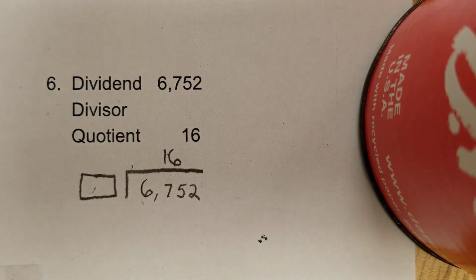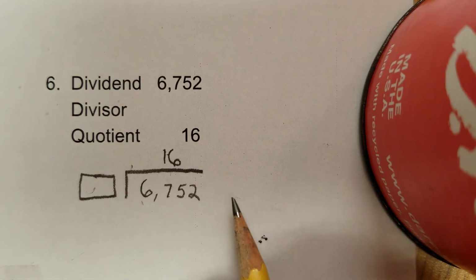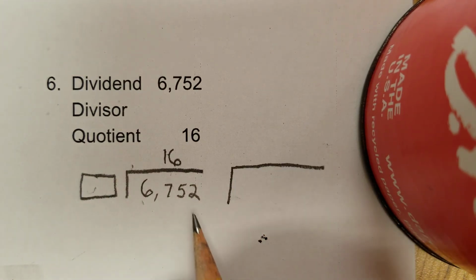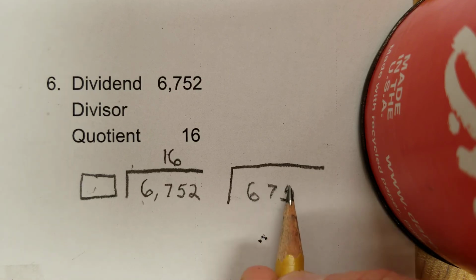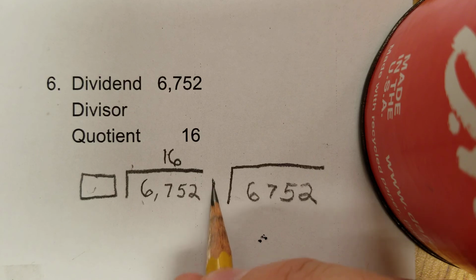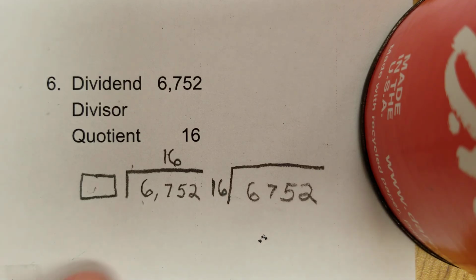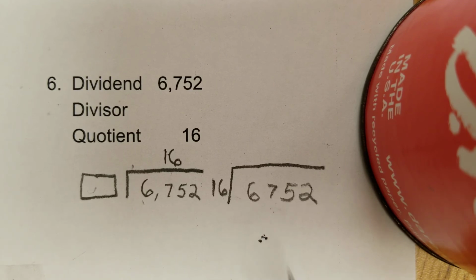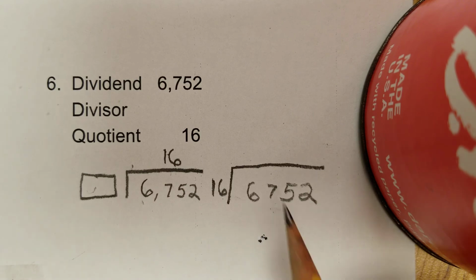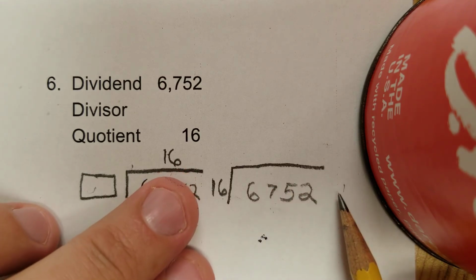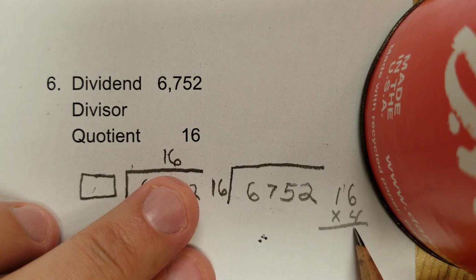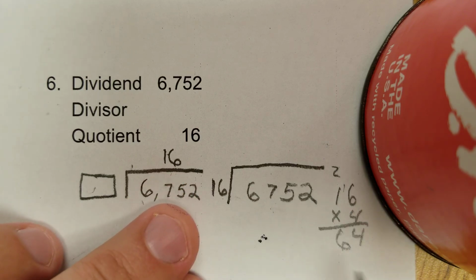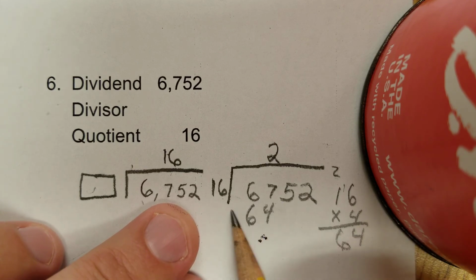Again, the opposite of multiplication is division. So what we can do is bring over our 6752 and divide it by 16, and that will get us the number that we're looking for. So how many times does 16 go into 67? I'm going to guess 4 times. 16 times 4: 4 times 6 is 24, 4 times 1 is 4, plus 2 is 6, that'd be 64. So I'm going to put 4 above. I'm going to subtract out 64 from 67.